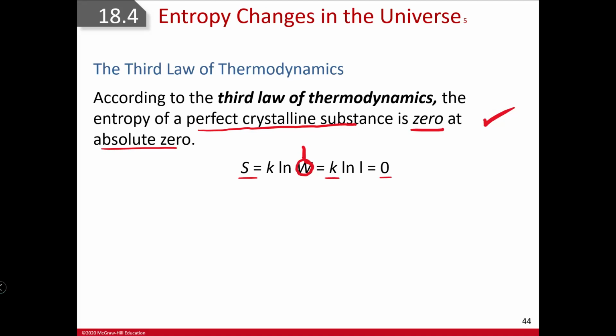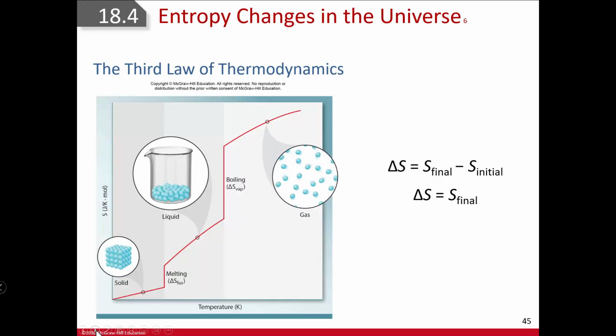Third law of thermodynamics. A perfect crystalline solid at 0 Kelvin, that means it's a theoretical point. 0 Kelvin means no movement whatsoever. Even the electrons have stopped moving in the atom. So it is a theoretical point. For a perfect crystalline solid at 0 Kelvin, you have 0 entropy.